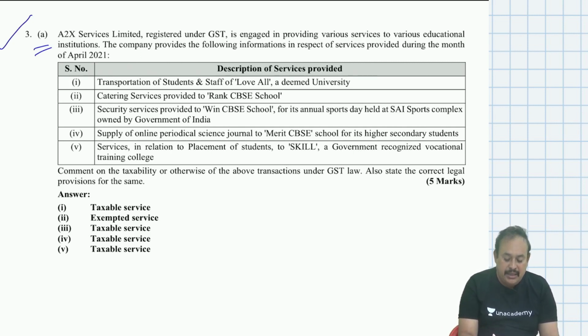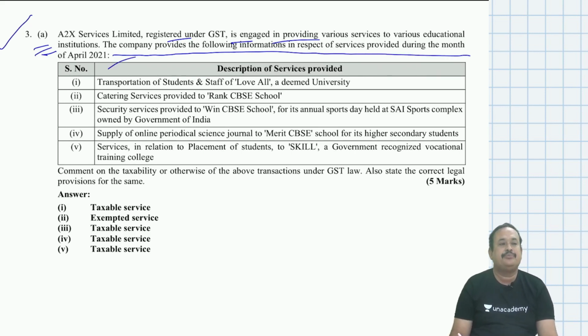A2X Service Limited, registered under the GST, is engaged in providing various services to various educational institutions. The company provides the following information in respect of the service provided during the month of April 2021. Description of services provided. 1. Serial number 1 to 5 given. Point number 1. Transportation of students and staff of Love All, a deemed university. 2. Catering services provided to rank CBSE school.